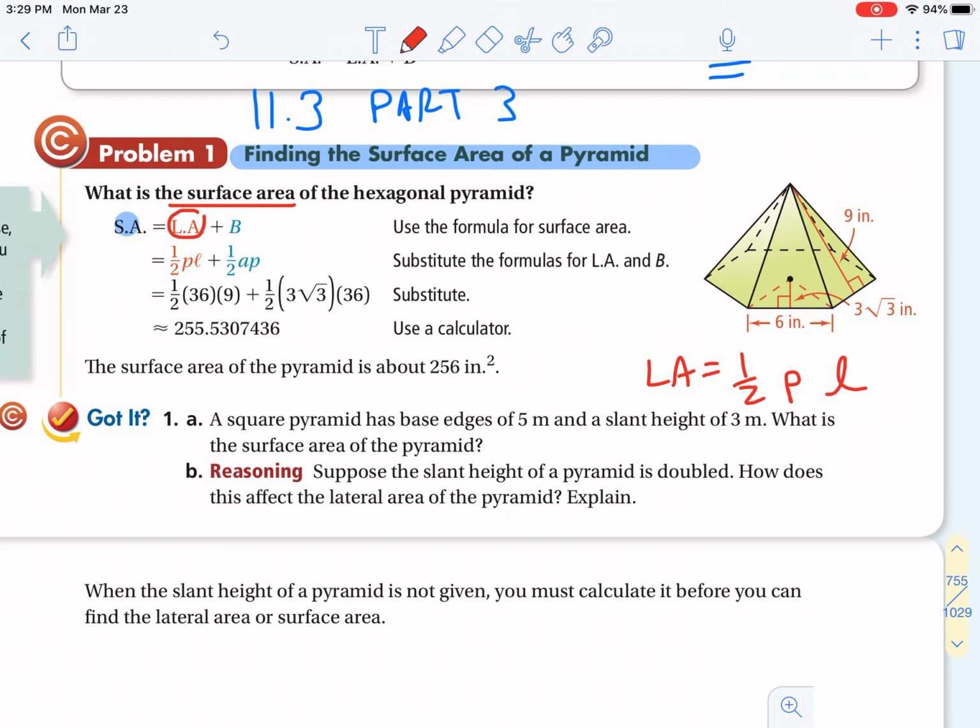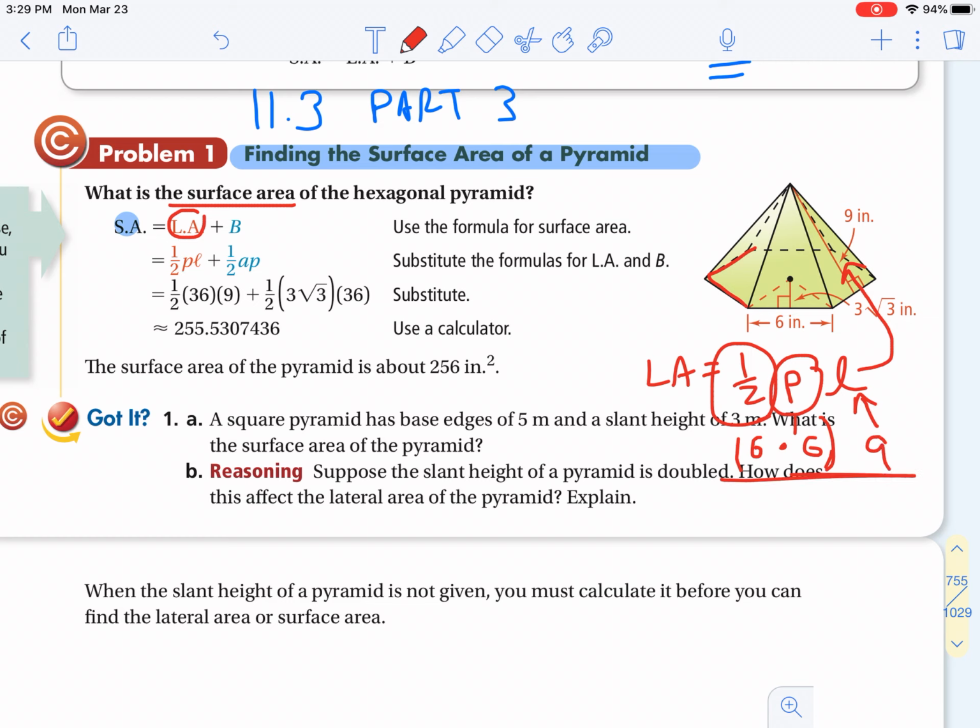If we take a look, this one should be pretty easy. We have our half, which is easy. We have our perimeter. Notice in this case we have 6, and we are dealing with a hexagon, so that's going to be 6 times 6. That's our perimeter. And then we have L, and L refers to our slant height. If we look up at our diagram, there it is. We have 9 here.